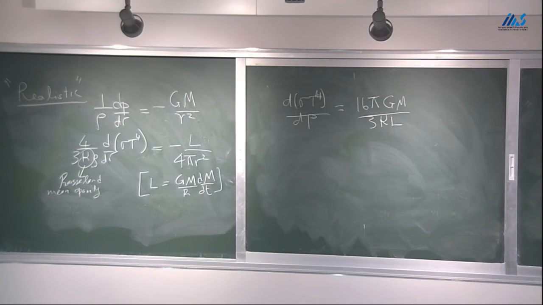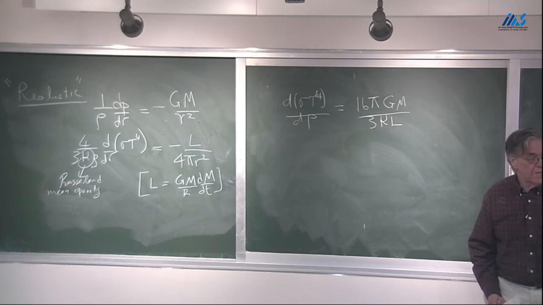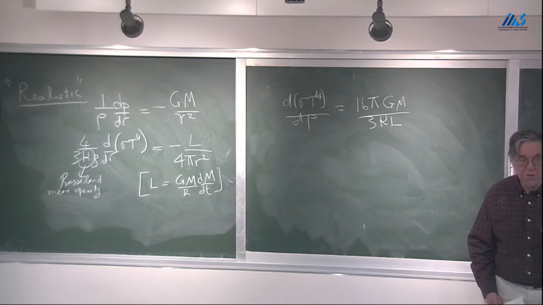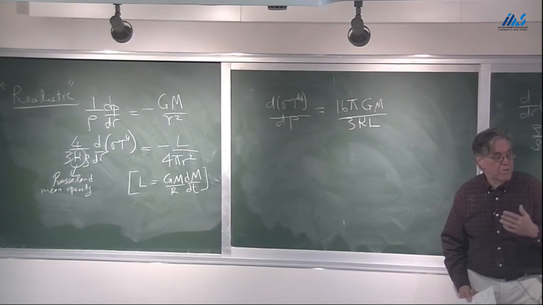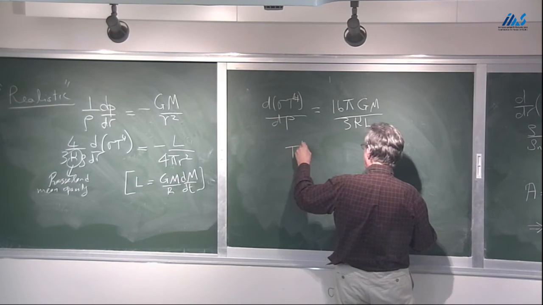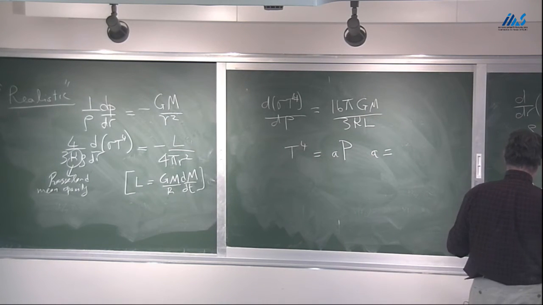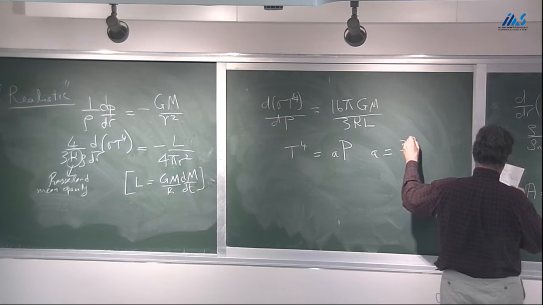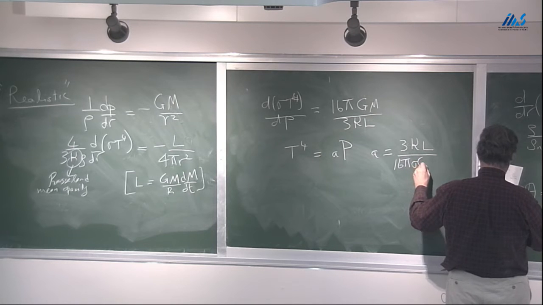Now comes something that is not obviously true, but when you work through the numbers, it's okay, usually, which is I integrate this equation, but assume that the values of temperature and pressure throughout most of the envelope are large compared to the values at the boundary, wherever I set the boundary, in which case it just becomes T to the fourth equals a constant times pressure, where this parameter A is 3 kappa L over 16 pi sigma G m.